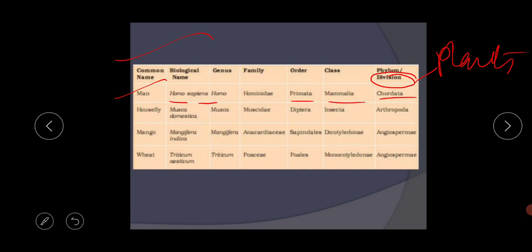Next is the housefly. The scientific name of the housefly is Musca domestica, genus Musca, family Muscidae. Order Diptera, class Insecta, phylum Arthropoda. It belongs to the invertebrates.